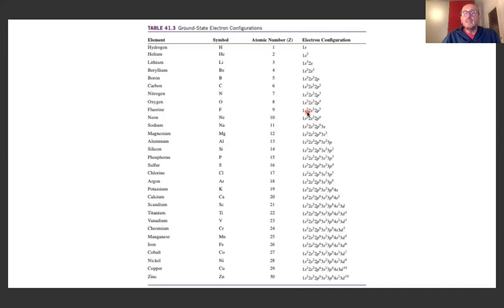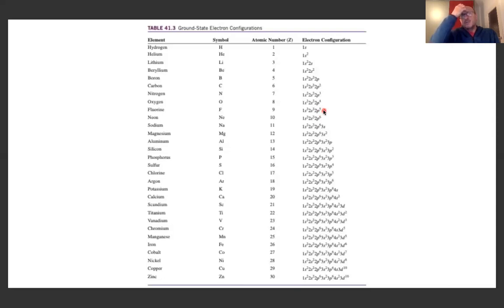as in the first one, the 1s. And then, since the value of L can go up to n minus 1, it can go up to L equals 1 in the second shell. And this particular atom is fluorine, and it has 5 electrons in the p states.